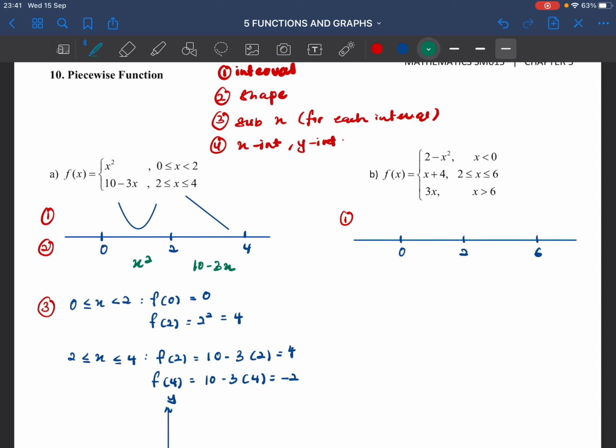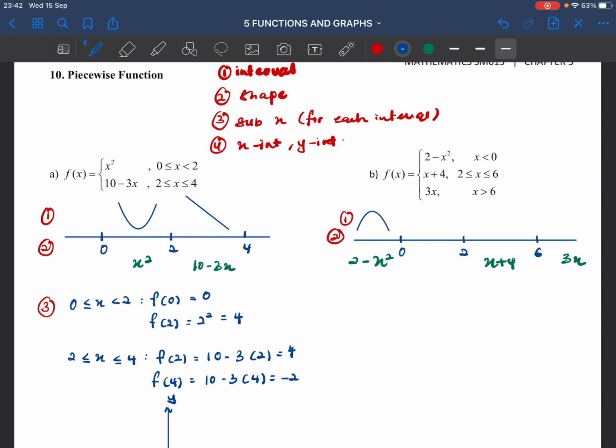Okay, which is x less than 0, we have 2 minus x square. 0 to 2 ada tak function? Tak ada kan? So tak ada, biarlah, which is kosong lah dekat situ. So 2 and 6, x between 2 and 6, we have x plus 4, and here we have 3x. Okay, so next is to draw the shape, the basic shape of our function. So 2 minus x square, a quadratic function. Senyum ke sedih? Sedih. Okay, alright, so 0 to 2 tak ada function, biar je.